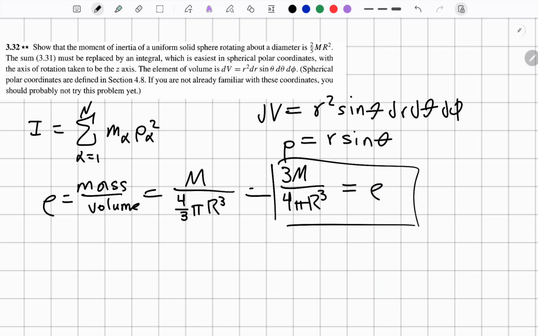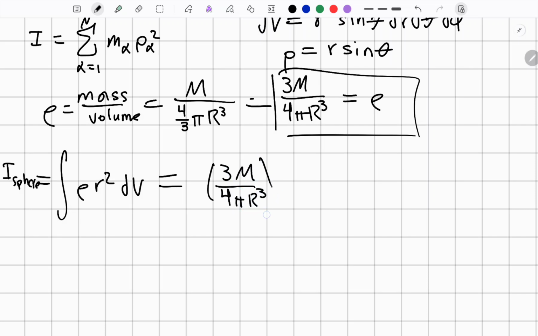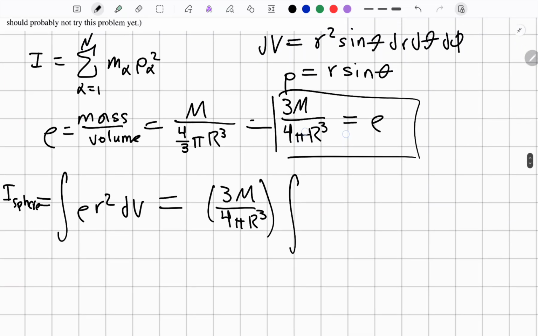To begin with, we have our integral. It's going to be our density, rho squared, dV. That is going to give us the moment of inertia of the sphere. In this case, our density is 3m over 4 pi r cubed, and our dV. I'll make this just a single integral for right now, just to represent what we're doing.